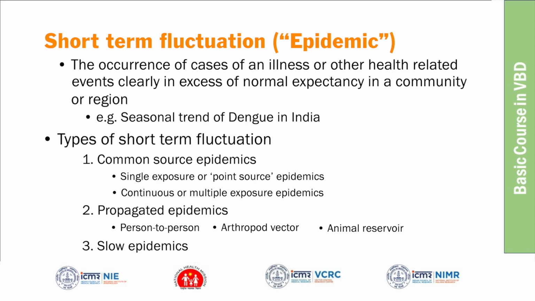So how can we classify this short-term fluctuation? Three types. One is common source epidemic. Here, don't get confused with all these terms. Let me simplify one by one. It can be a single exposure or point exposure epidemic, and or continuous or multiple exposure epidemic. So let me go to the next slide. It will be much clearer.